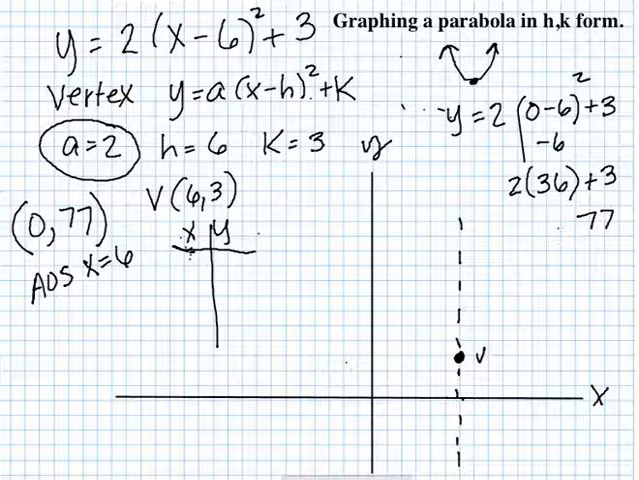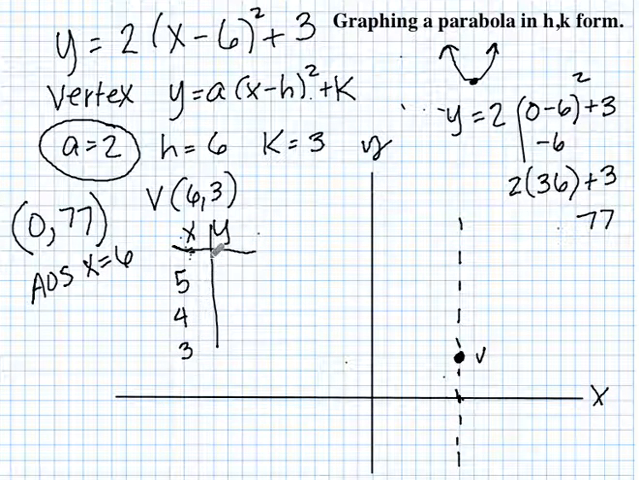I'm just going to make a small x and y chart, and I'm going to plug in a couple of numbers. Now for a parabola, it is symmetric, which means that the right side of the parabola is going to look exactly the same as the left side. Therefore, it is not necessary for me to plug in numbers on both sides of the vertex. I only need numbers that are on one side of the vertex. So since this is located at 6, I think I shall try 5 and 4 and possibly 3. I'm going to plug these values into my equation and see what I get.